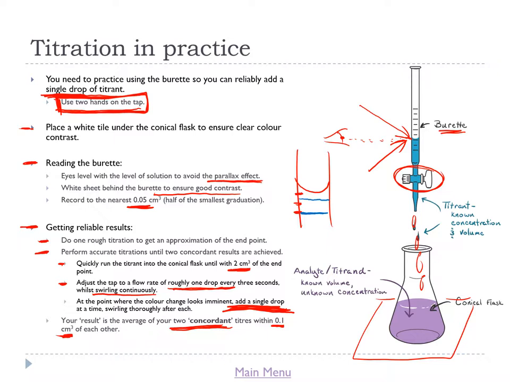And then what you do is you repeat that until you get two, as I say, concordant ones. That's within 0.1 of each other. They'll either be the same or they'll be 0.1 different. And your result that you use will be the average of those two answers.